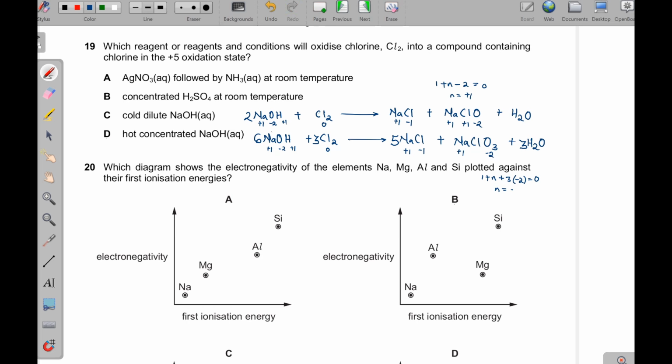So when it crosses the equal signs, then we get a plus 5. So this is a plus 5. You see, from 0 to plus 5, that is oxidation. Then from 0 to minus 1, that is a reduction.